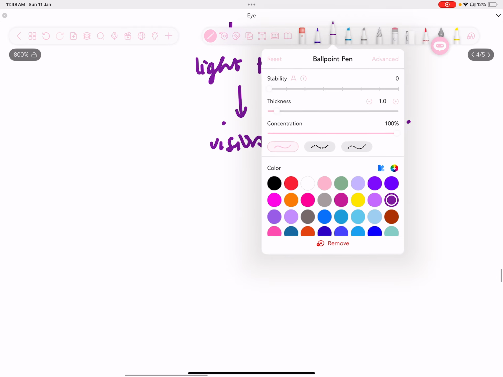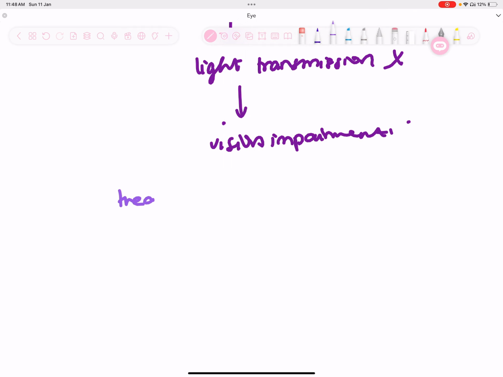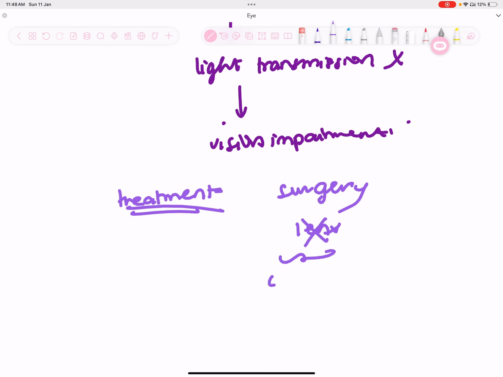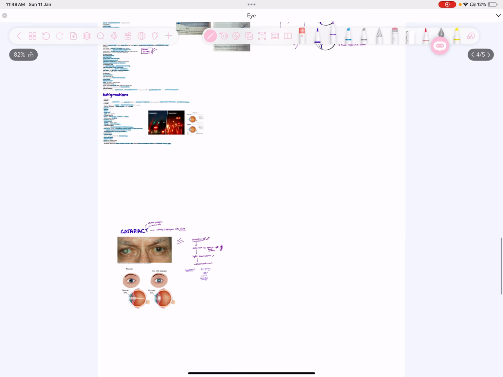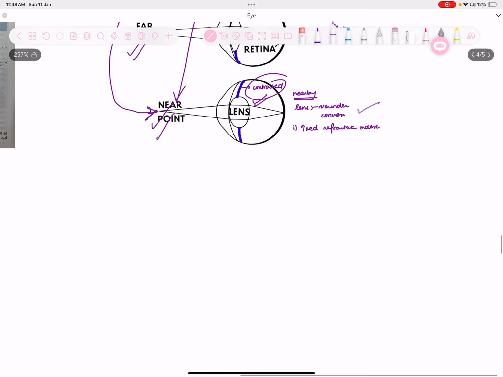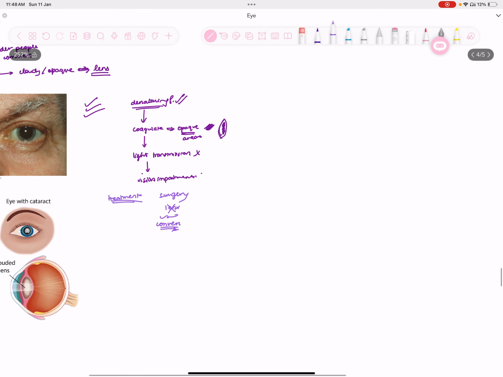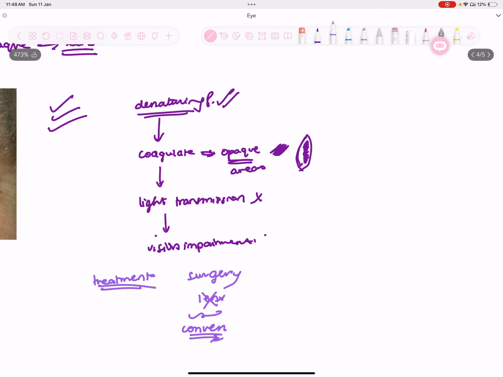What is the possible treatment? The treatment for this is that a person has to undergo surgery. In that surgery, the lens is removed and replaced by a very thick convex lens. Convex lenses, if you can recall, were used for nearby vision. Remember, we had convex lens for nearby vision. So exactly those lenses are used here. So the treatment is correction by surgical removal of the lens.